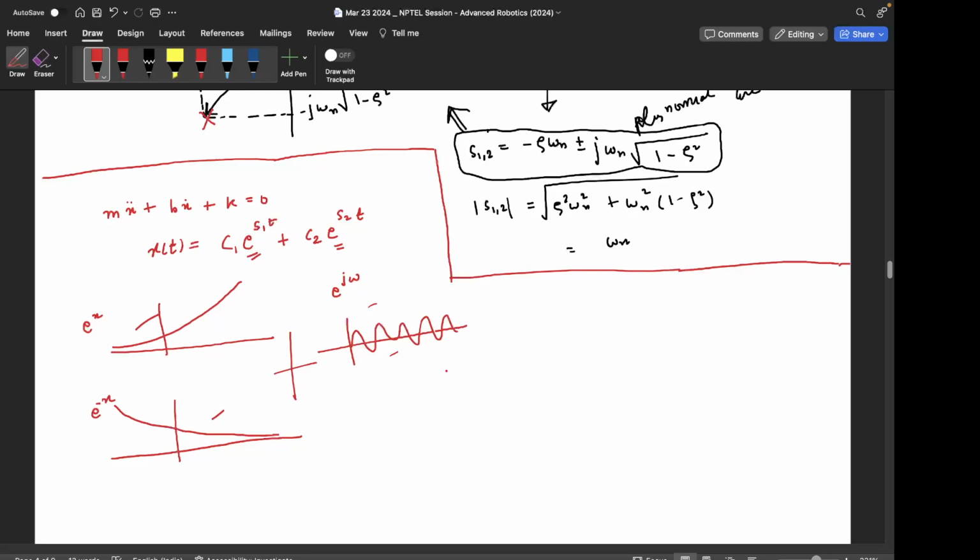Yes, sir. Sir, if we see this e power minus x graph over time, as time grows, it tends towards zero, but it doesn't become zero. So even it should vary slightly, no, sir? That's when we call it stable.